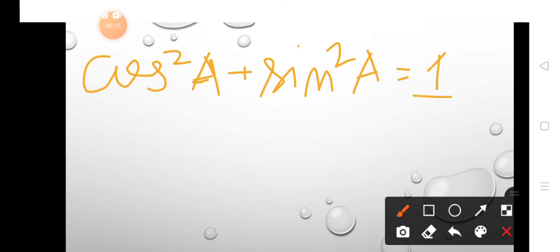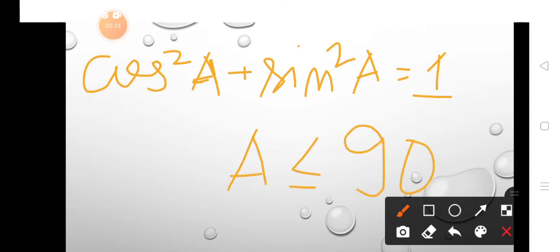Just now we found the relation that cos square A plus sin square A equal to 1. Yes or no? This is true for all A such that A is less than or equal to 90 degrees and greater than or equal to 0 degrees. Okay, A lies between 0 and 90 degrees. So this is a trigonometric identity.